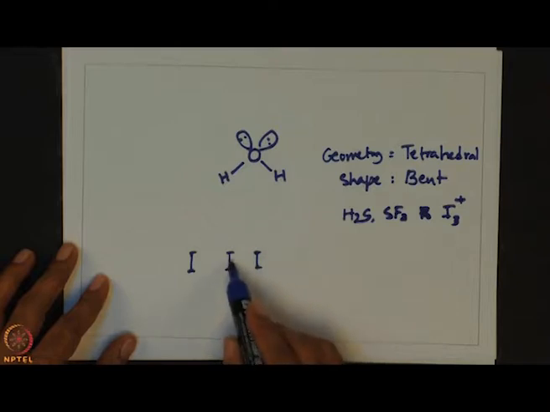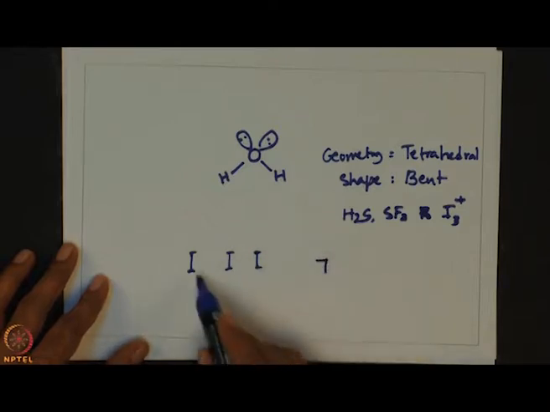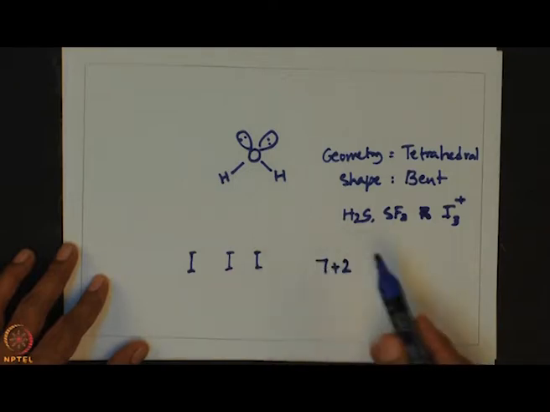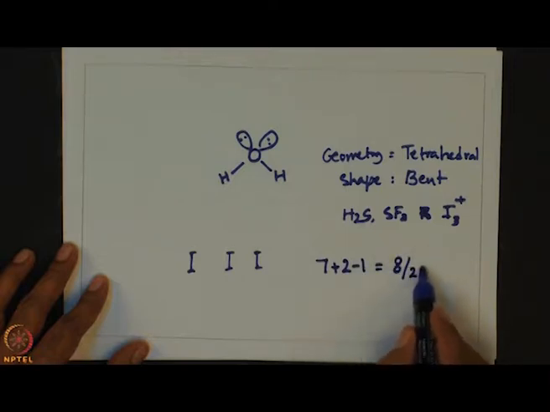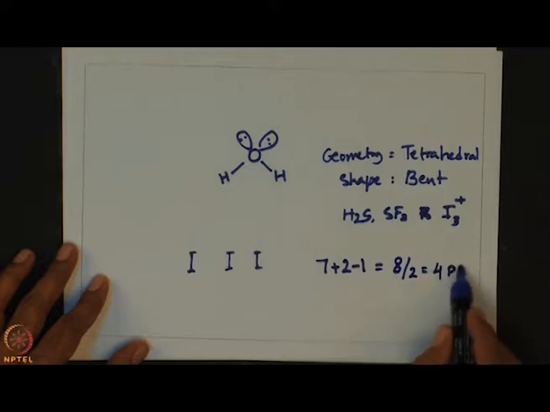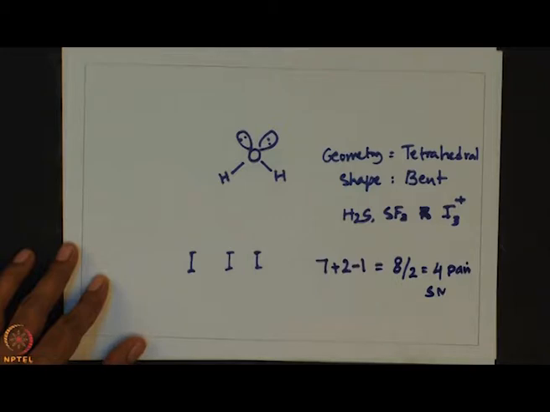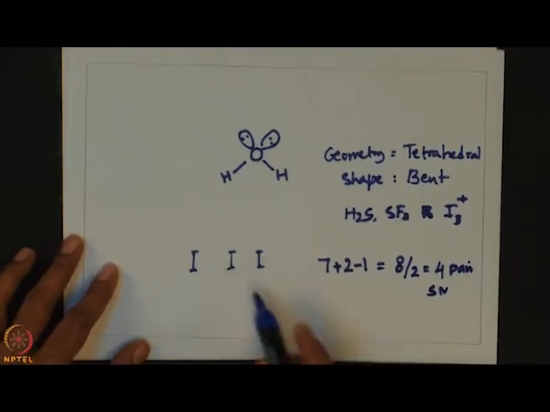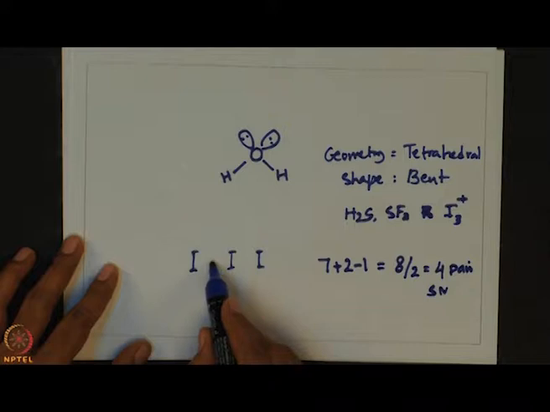So, now we have I with 7 electrons and these two will be giving 2 electrons. So, 9 electrons. Since it has a positive charge, 1 electron has to be deducted. So, we have 8 electrons. That means we have 4 pairs of electrons. So, this is our steric number. In this one, essentially it cannot have this kind of linear geometry now; it is not possible.